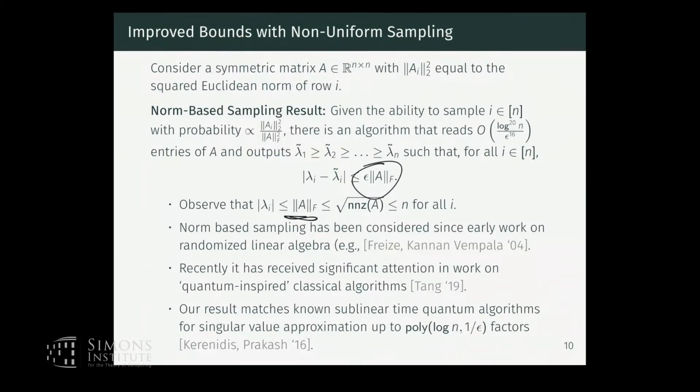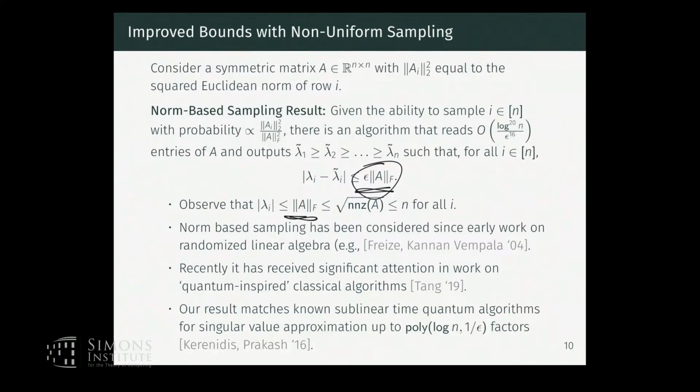This type of sampling oracle has been studied for a long time in the randomized linear algebra literature. Some of the early work on low rank approximation assumed this type of oracle, and they gave results that looked a lot like this with additive error epsilon times the Frobenius norm. But recently it's received a lot of attention in the literature on quantum inspired algorithms, because Tang made this realization that a lot of sublinear time quantum algorithms, if you compare them head to head with classical algorithms, if you allow the same type of pre-processing or the same type of data structures to be used, you should be able to assume that you have access to this oracle.